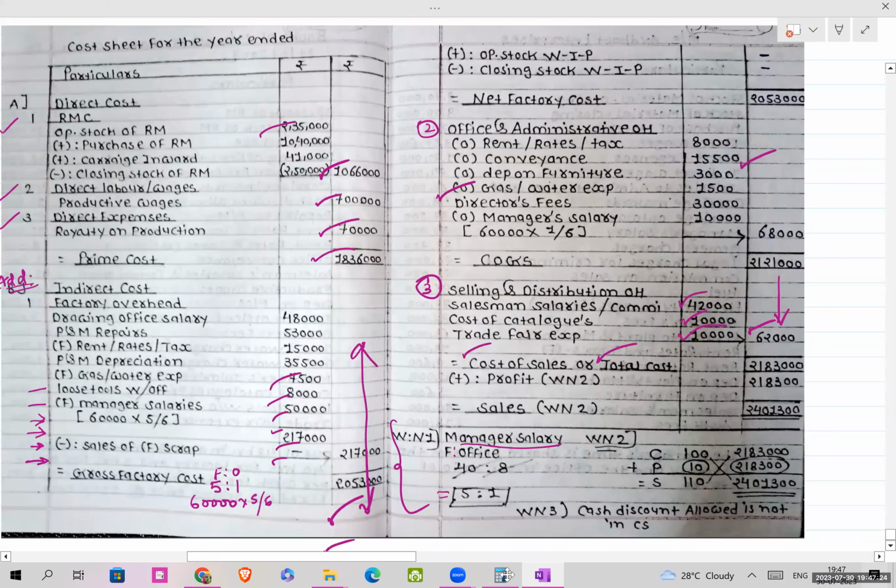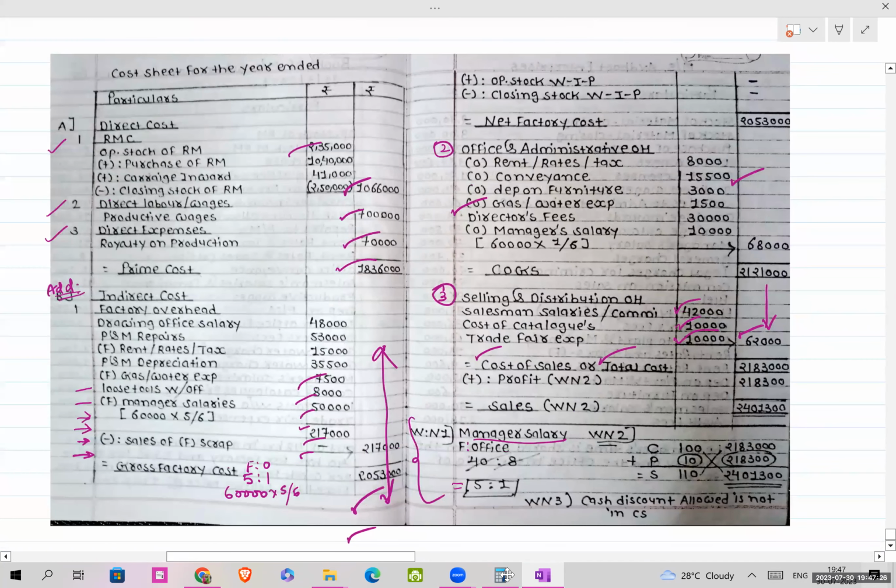Okay, so the first thing that you have to do is identify direct, indirect cost. Direct cost may go with further classification, whether it is direct material, direct labor, direct expenses. If it is direct material, then go with further classification as opening stock of raw material, purchase, carriage inward, closing stock, sale of raw material, sale of scrap of raw material and all that. And if it is indirect cost, then go with further classification of factory, admin, and selling and distribution.